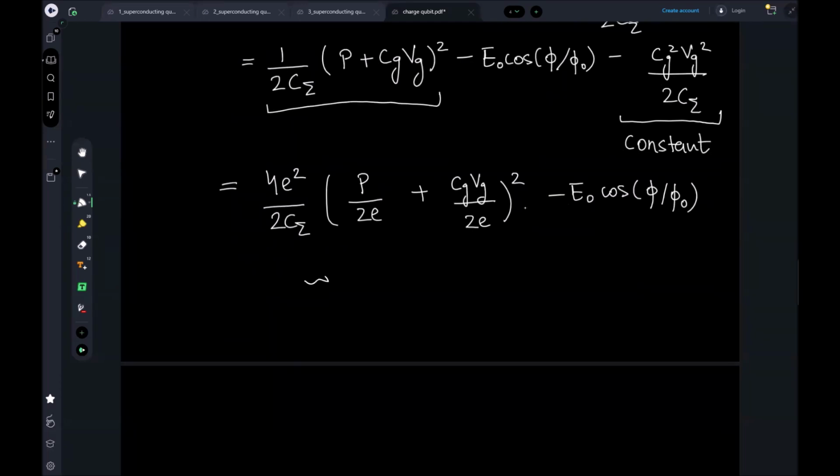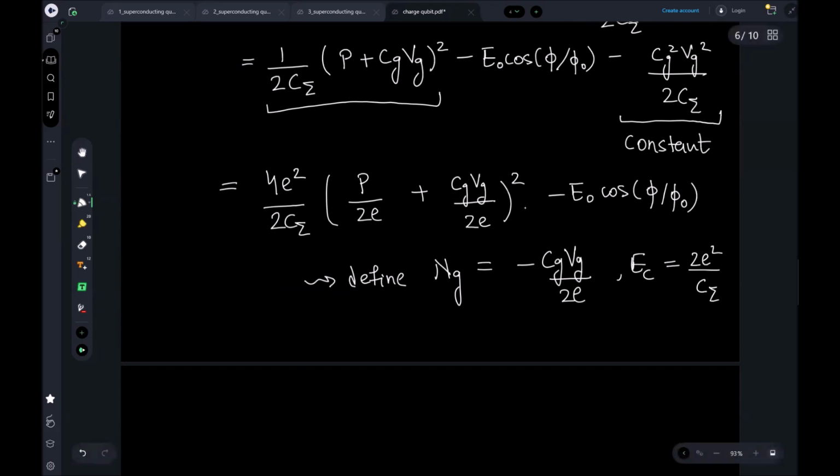And we are going to define two quantities now. The first quantity is Ng, that is minus Cg Vg over 2e. And we are going to define Ec, that is 2e square over C sigma. And thus our Hamiltonian becomes simply as follows.